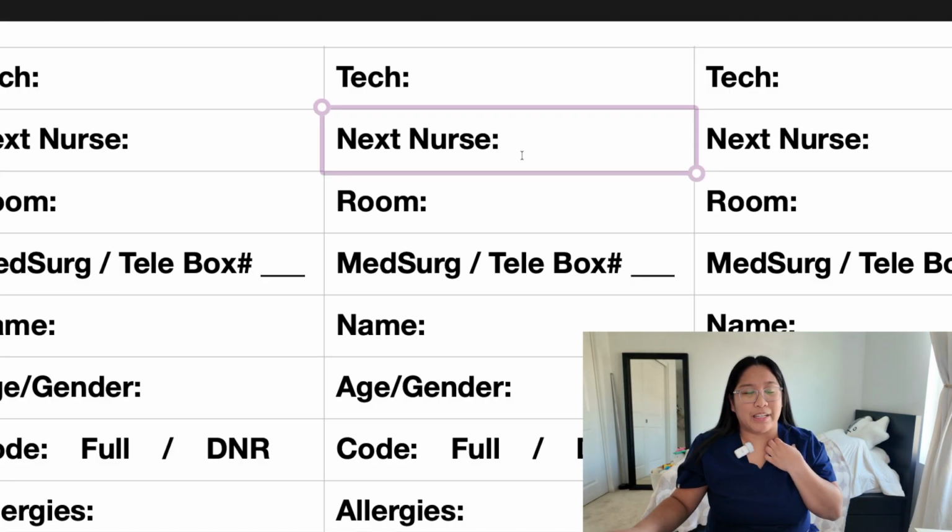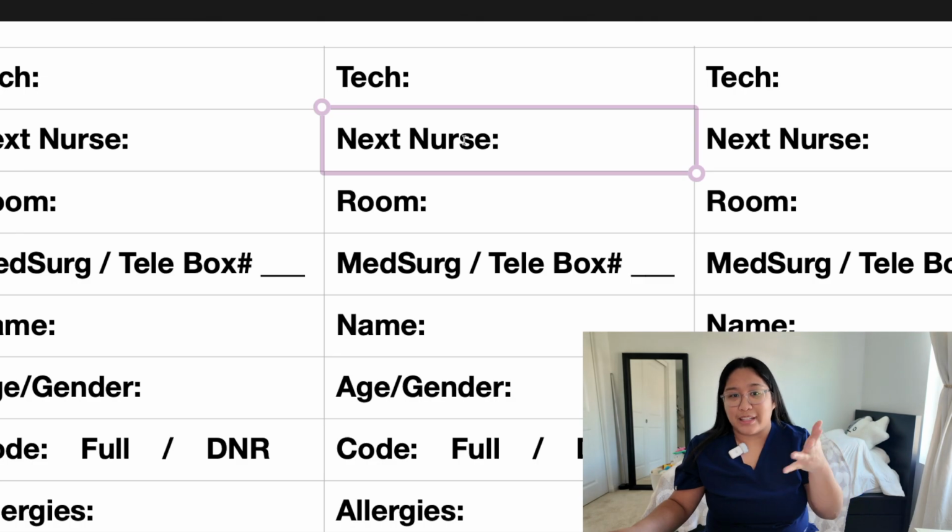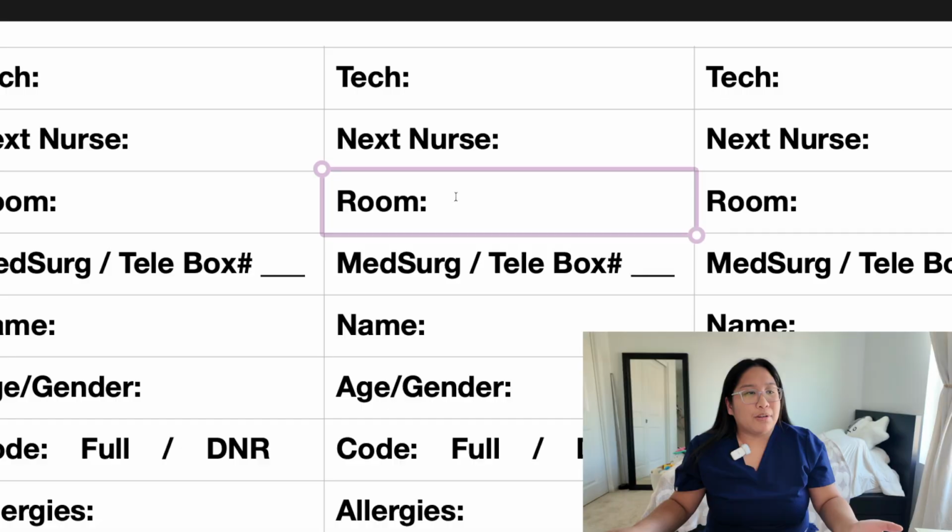Next nurse is for when I give report the next shift. So I know who got the patient, who's coming back, and who will be the next one. So I can see if it changes every day, like I mentioned changing color, I can see that the nurse is different every day. Room number, of course, you want to know where your patient is.